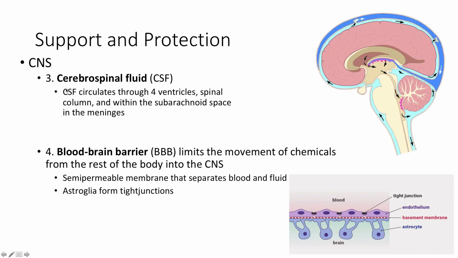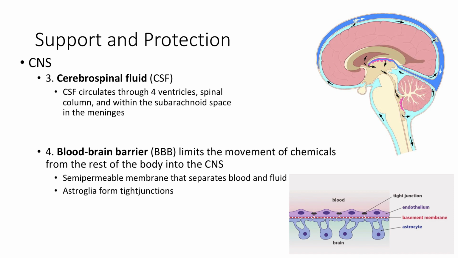So the third and the fourth supporters and protectors are right here. The third one is the CSF that we just talked about. The CSF circulates through the brain in certain little pockets that have CSF in them. And it also goes around the spinal column and within the subarachnoid space around the brain in the meninges.